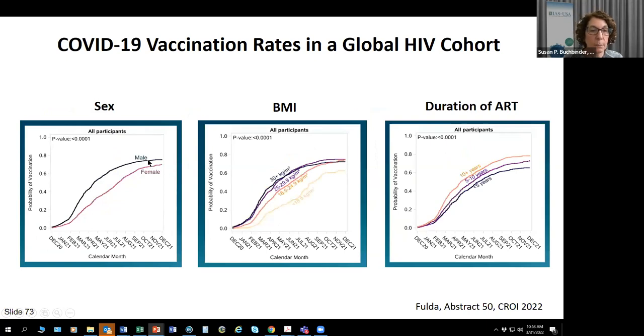Men were more likely to be vaccinated than women. People with a higher BMI were more likely to be vaccinated than people with a lower BMI. And people who had been on ART for a longer period of time were more likely to have been vaccinated than people who had been on ART for a shorter period of time.